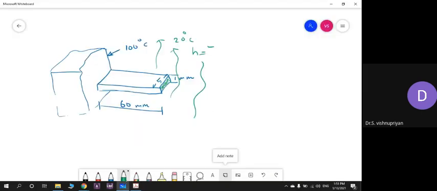So this 60 millimeters has to be divided into 3 equal parts. Element 1, element 2, element 3. Each of these is 20 millimeters long. And these are the nodes 1, 2, 3, 4.